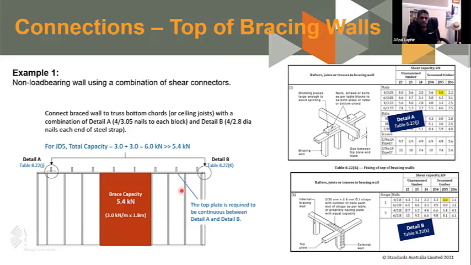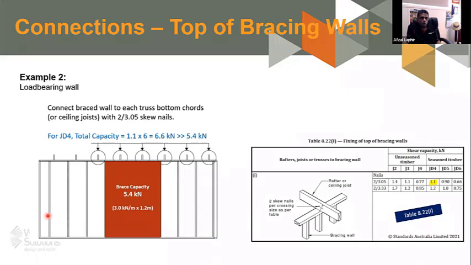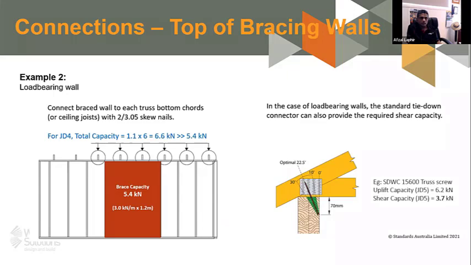They don't have to be located directly above the bracing units, but they can be away from the bracing unit, and they can be used as a combination to achieve the capacity. And the only criterion there is the top plate has to be continuous to make sure the loads get transferred. And even with a load-bearing wall, of course, you don't use shear connectors there, but the natural tie-down connectors will actually take care of the shear connection requirement. And then if you need larger loads, then there are other products to use.